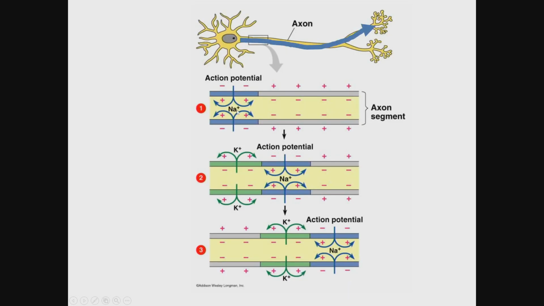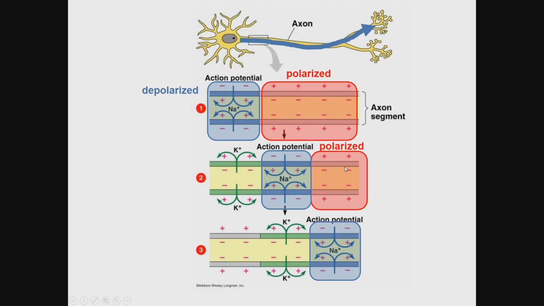Okay, so once more, as the moving wave of depolarization travels down the axon, here we have depolarized moving down the axon. In front of it, it is still polarized. Behind it, it is repolarized. And then once it is repolarized, back to resting, it is now polarized again.